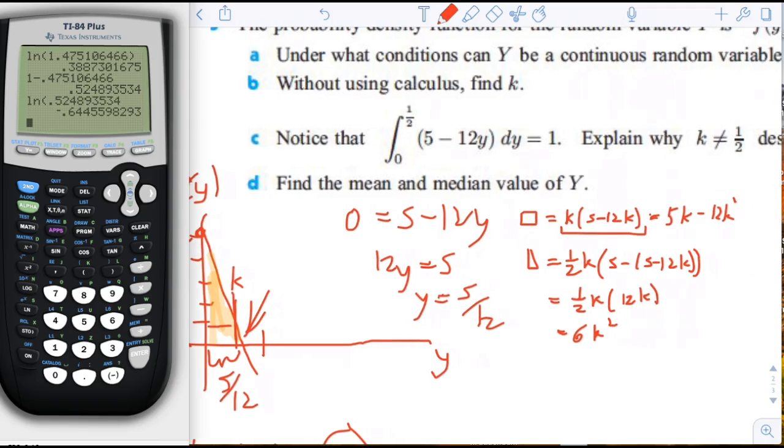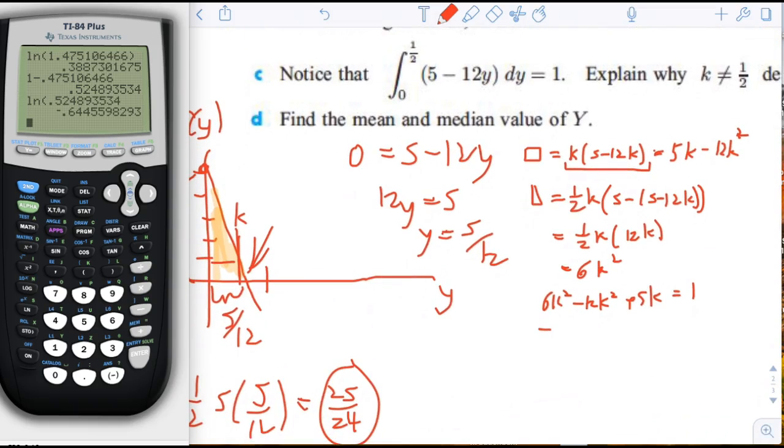It's going to be 6k squared minus 12k squared plus 5k. And we want that to equal 1. And then we're going to figure out what k is going to be, okay? So it'll be minus 6k squared plus 5k minus 1 equals 0.